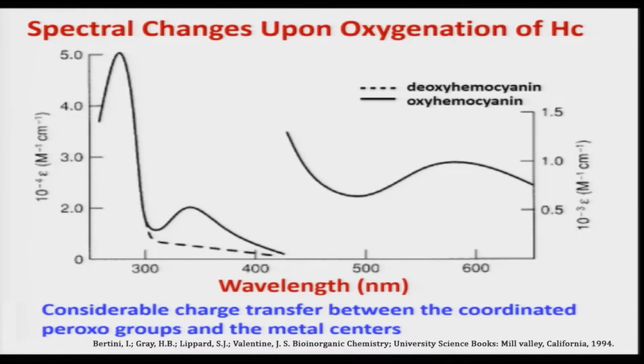Now, this is the spectral change taking place upon oxygenation of hemocyanin. These dotted lines are deoxy-hemocyanin, as you can see over here. However, after oxygenation there is a huge change in the absorption spectrum, and you see a band around 580 nanometers. This is because of the considerable charge transfer between the coordinated peroxo group and the metal center. So, this confirms again the binding of peroxo within these two copper(II) centers.